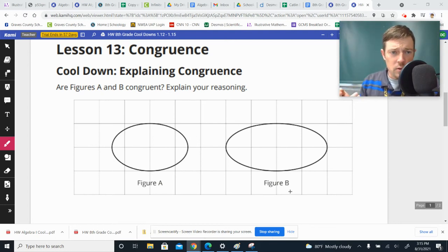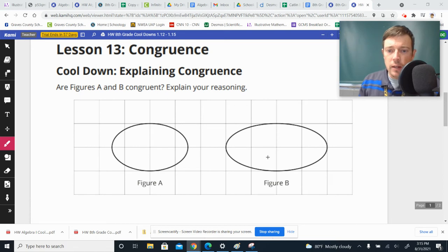I'm going to do two lessons today because we actually skipped lesson 13. I feel like we covered it well enough on Monday. So lesson 13 was still talking about explaining how things are congruent, why two shapes are congruent to each other. So are these two congruent? If they are, yes or no, and then give your explanation.